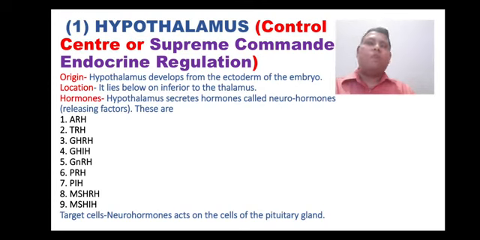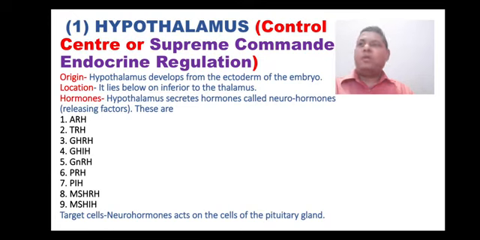Hormones of the hypothalamus: neurosecretory cells, or neurons, of the hypothalamus secrete hormones called neurohormones or releasing factors, and these hormones are: 1. ACRH, adrenocorticotropic releasing hormone, or corticotropin releasing hormone. It stimulates the anterior lobe of the pituitary gland to secrete its adrenocorticotropic hormone, ACTH.